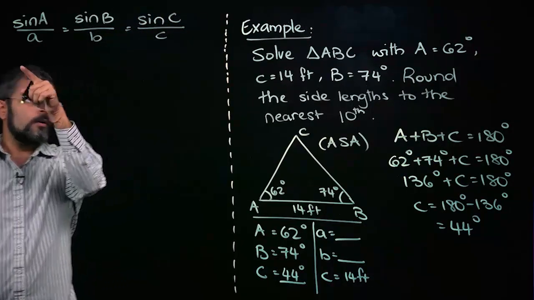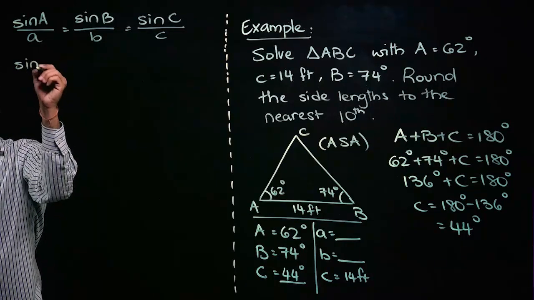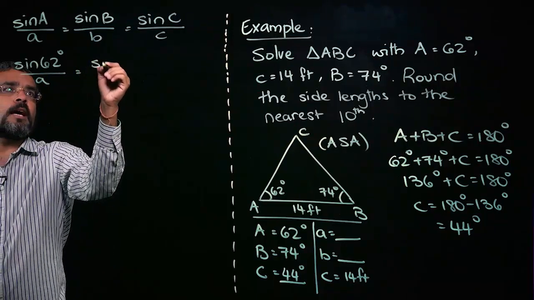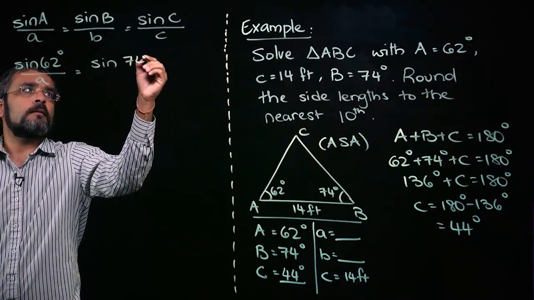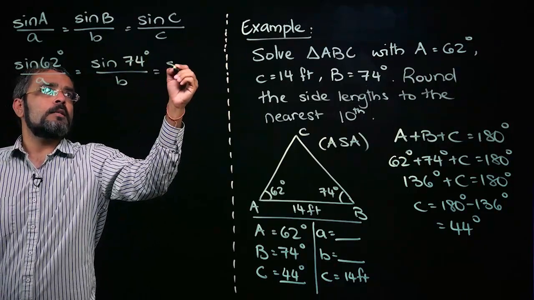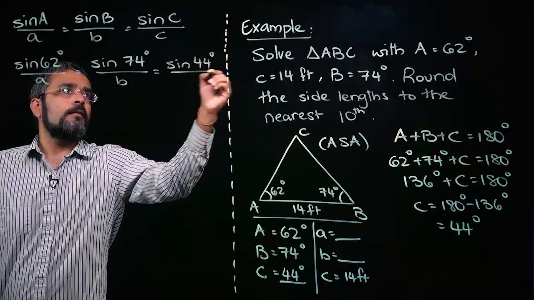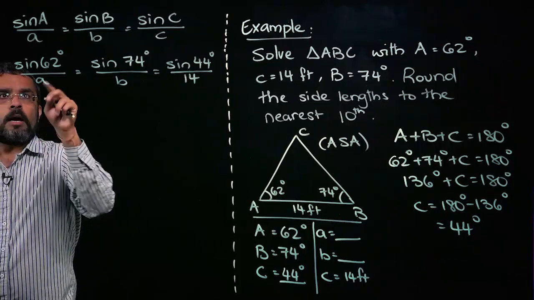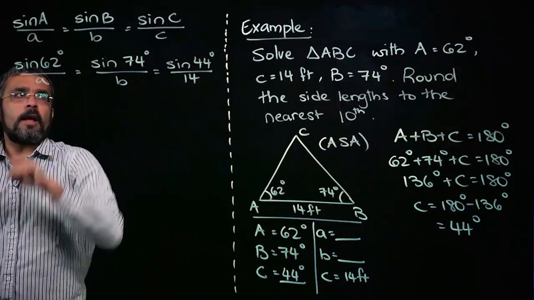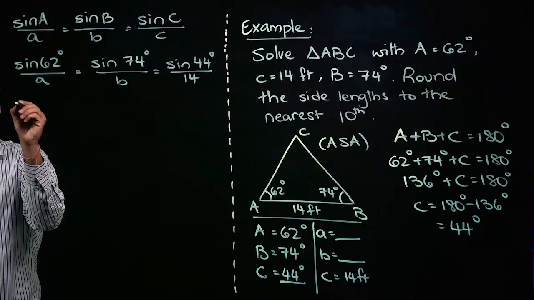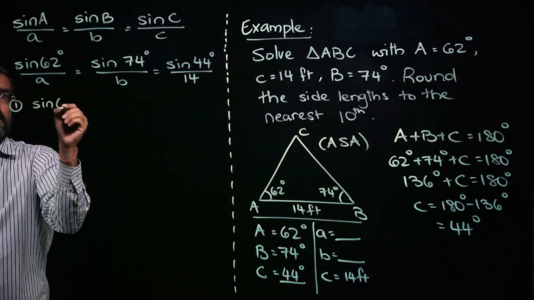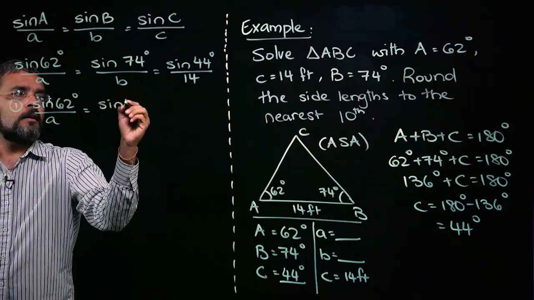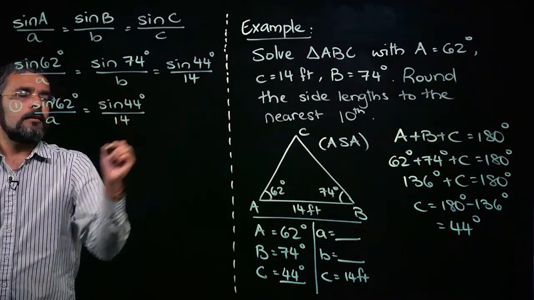Let's fill out what we know. So I have sine of 62 degrees divided by A is going to be sine of 74 degrees divided by B equals sine of 44 degrees divided by C, which is 14. Okay. So since they are all equal, I can just set this equal to that and I can solve for A. Okay. So I have sine 62 degrees over A equals sine 44 degrees over 14.